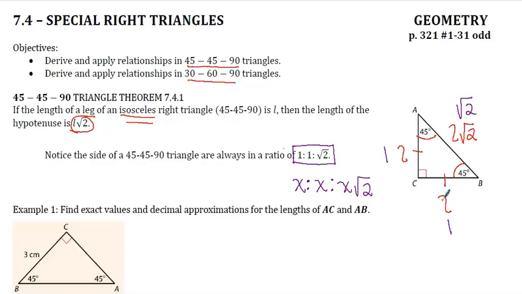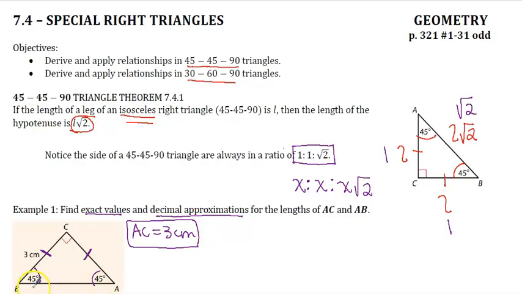Let's look at example 1. It says find the exact values and the decimal approximation. So we're going to need a calculator for the lengths of AC and AB. First thing we notice, we need to evaluate the triangle. It is a 45, 45, so it's isosceles. It's also a right triangle. So these sides are equal, they're congruent. AC is congruent to BC, which means AC is equal to 3 centimeters. That answers one of our questions.